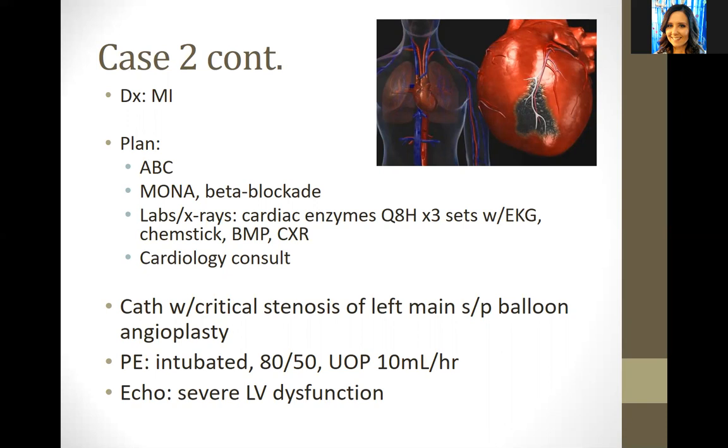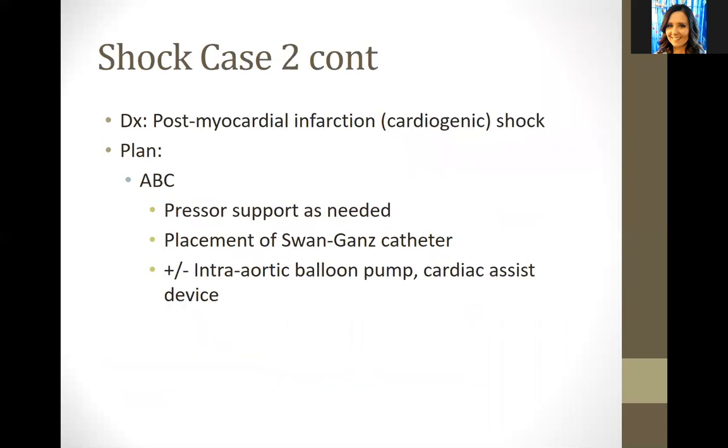So remember that left main occlusion has caused that left ventricle to infarct. So now the left ventricle can't pump blood to the body. So automatically, what do you want to think about? His blood pressure's low, urine output's low, he's intubated, so he has respiratory failure, his lungs are failing. What kind of shock is this? That's right, cardiogenic shock. So what are we going to do?